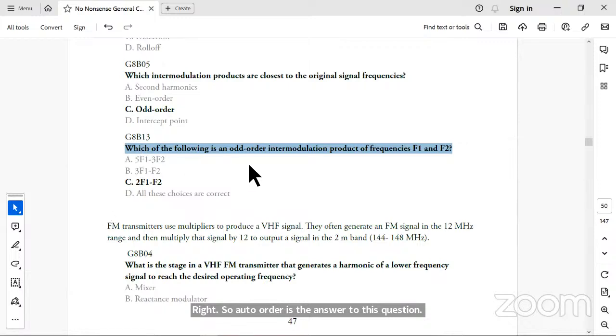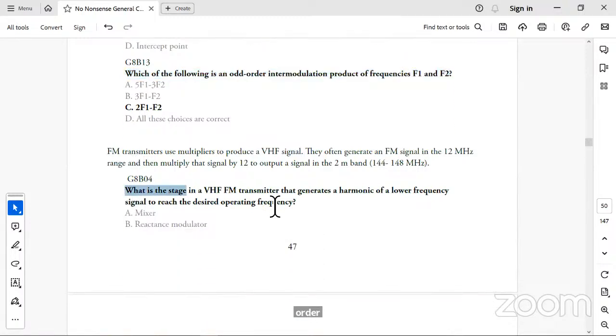Which of the following is an odd order intermodulation product for all frequencies F1 and F2? All right, so we did say we needed to learn this. So you have 2 frequencies, and they're asking for an odd order intermod. It's 2F1 minus F2. That's the correct answer.